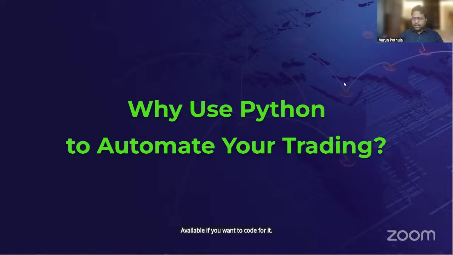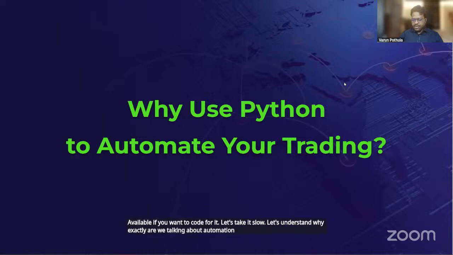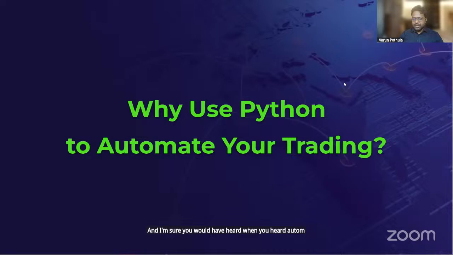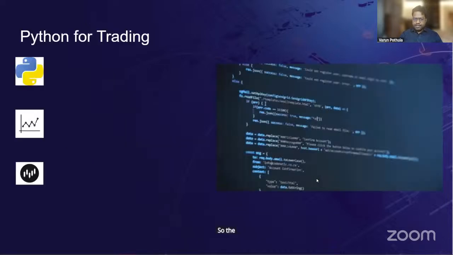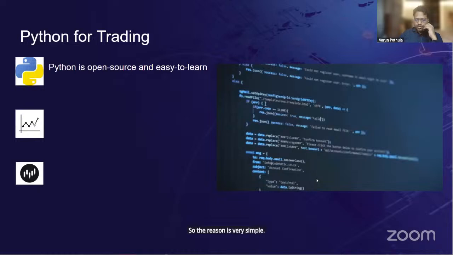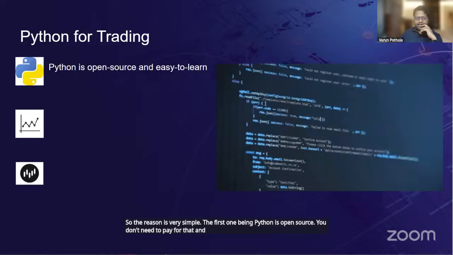Let's take it slow. Let's understand why exactly we are talking about automation with Python, but not with any other trading language. I'm sure when you heard automation in trading, you would have mostly heard about Python. The reason is very simple. The first one being Python is open source. You don't need to pay for that, and there is an active community for it.